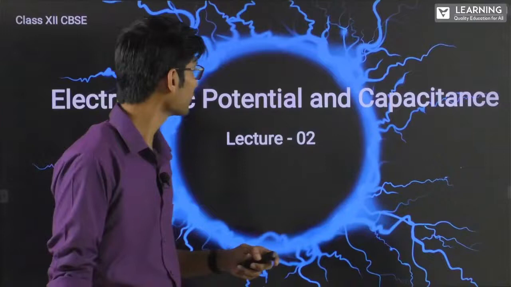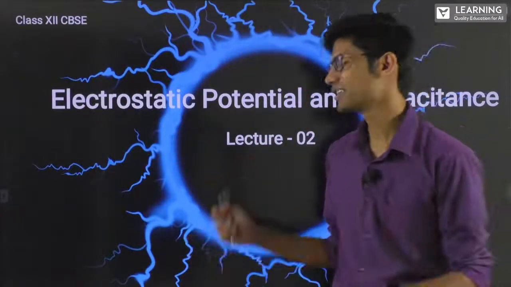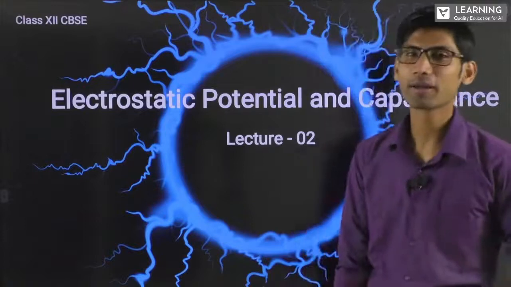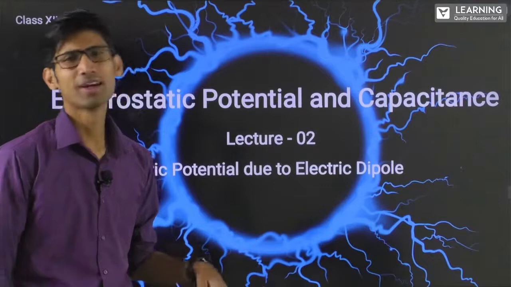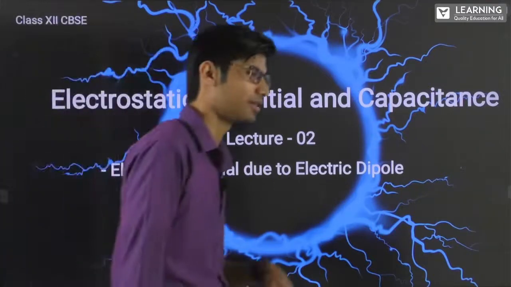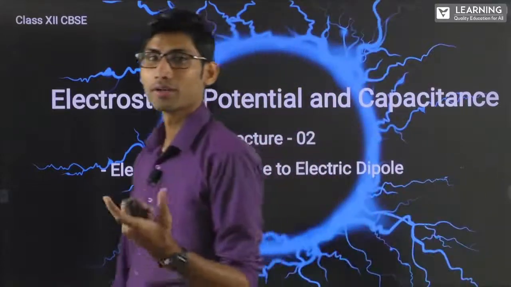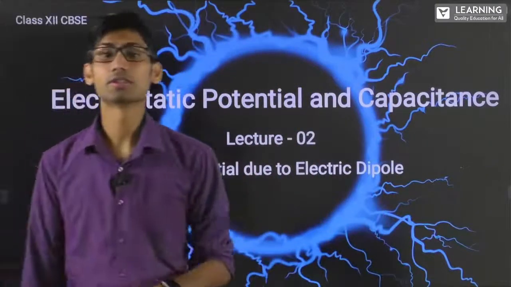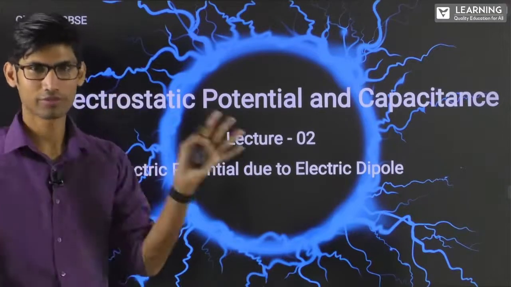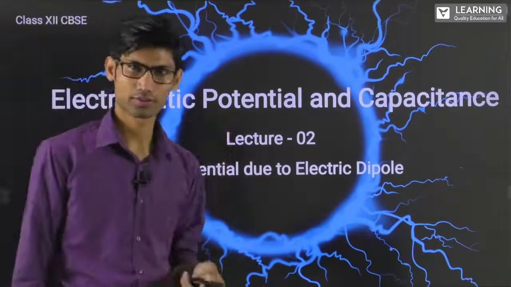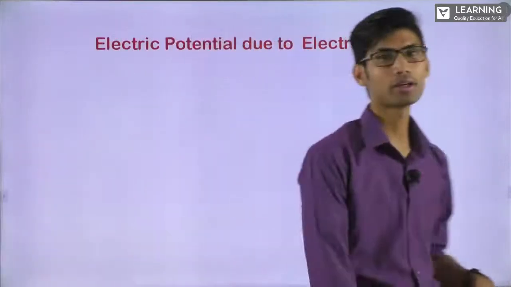So we were doing electrostatic potential and capacitance, and this is lecture number 2, where we'll be seeing electric potential due to electric dipole. We have already studied electric dipole in the last chapter, then dipole moment, and electric field due to an electric dipole. I hope you have done the revision and you know what it is. In this session, we'll be seeing electric potential due to an electric dipole.